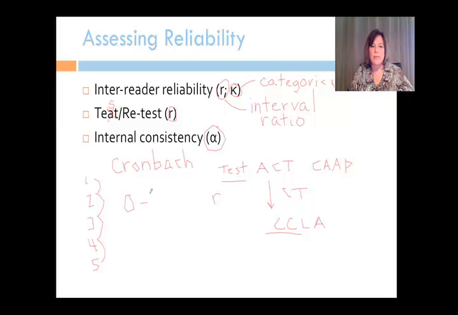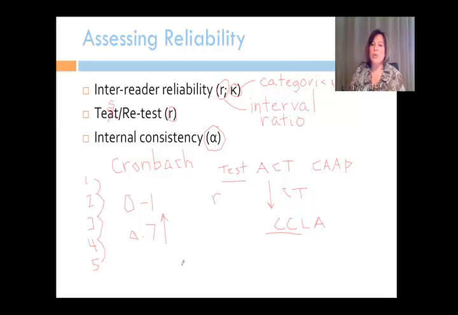to 1, with 1 meaning perfect internal consistency. An acceptable alpha is 0.7. So generally, like for our employee engagement survey, we had an engagement index, and I wanted to make sure that all the items hung together. And so I was looking for a Cronbach's alpha of at least 0.7 or above.